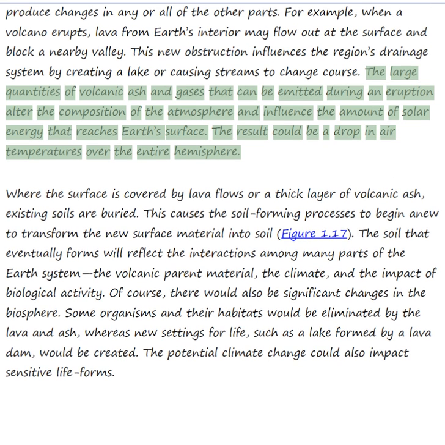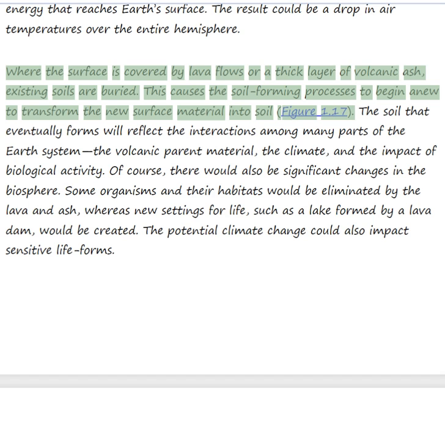The large quantities of volcanic ash and gases that can be emitted during an eruption alter the composition of the atmosphere and influence the amount of solar energy that reaches Earth's surface. The result could be a drop in air temperatures over the entire hemisphere. Where the surface is covered by lava flows or a thick layer of volcanic ash, existing soils are buried. This causes the soil-forming processes to begin anew to transform the new surface material into soil.